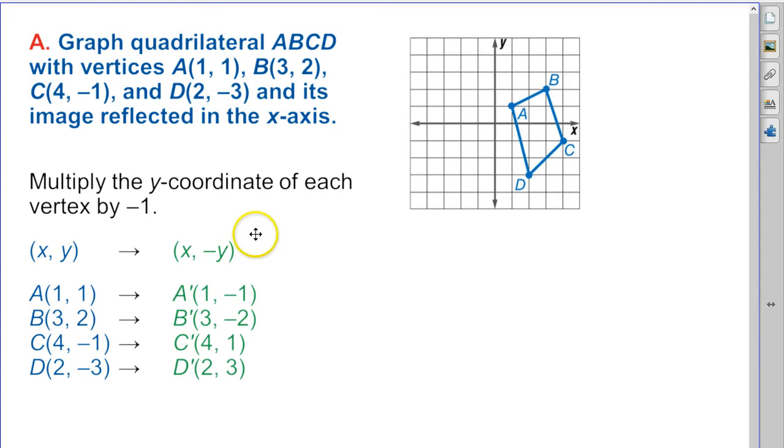So here's the book's quick example before we do one real quick. Graph quadrilateral ABC, they did that for us. Here are the vertices, and then reflected across the x-axis. So if I'm going to do an x-axis reflection, that means the x stays the same, the y values all change in signs. So keep all the x's the same, 1, 3, 4, and 2, and now change the signs of the y's. 1 to -1, 2 to -2, -1 to 1, -3 to 3.